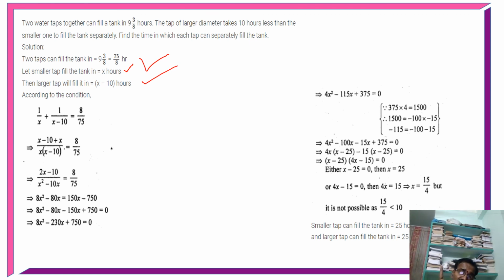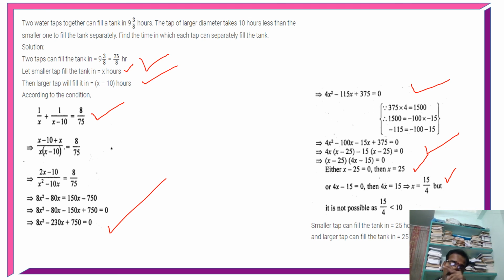Whenever we are dealing with time, we never take it directly; we take its reciprocal. 1 by x plus 1 by x minus 10 equal to 8 by 75. Once again I am saying, students, whenever we are dealing with time and work problems, always take the reciprocal. You have learned time and work problems in class 8. After simplification, we got a quadratic equation. Applying the appropriate method, we have (x minus 25)(4x minus 15) equals 0. So x is 25 or 15 by 4.